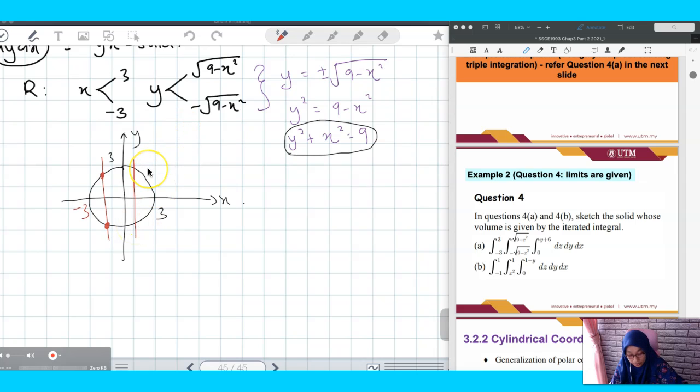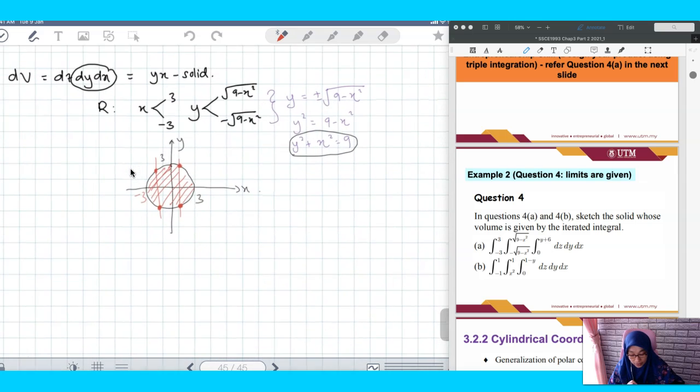So the lower bound also belongs to the negative value of y, part of the circle, and the upper bound also part of the circle where y is always positive. Meaning that the area that we can shade on the circle is all over the circle. So now we know that our region is a complete circle with radius 3 centered at the origin. So that is our region.